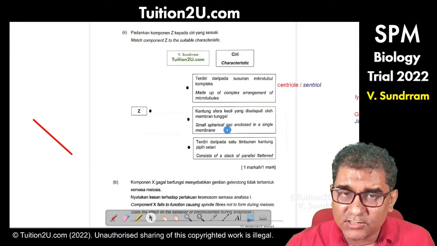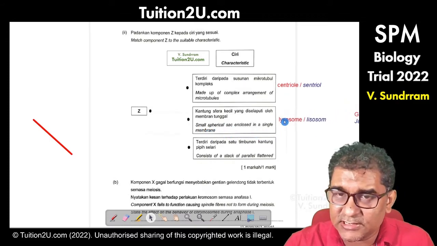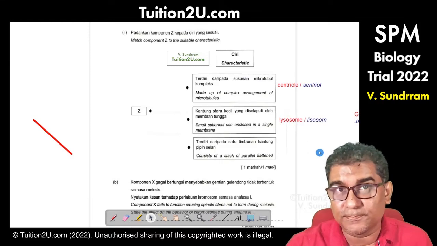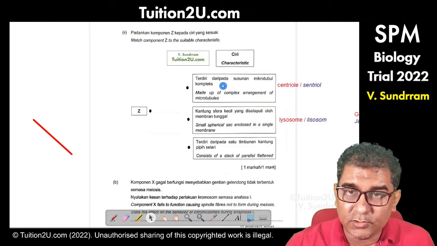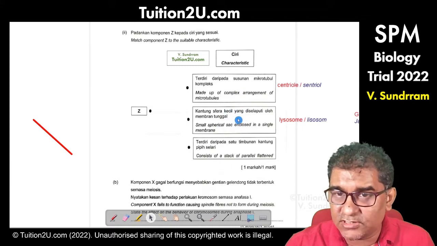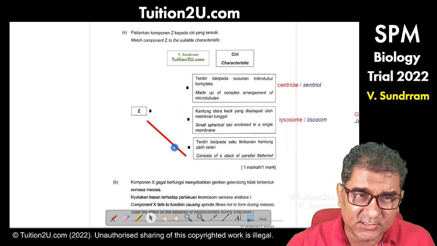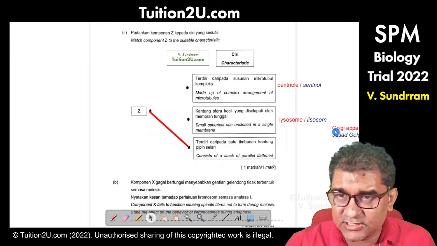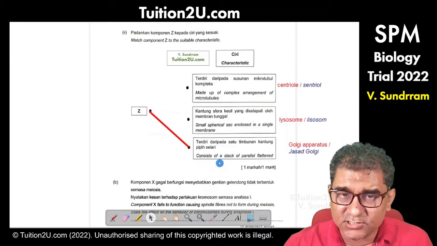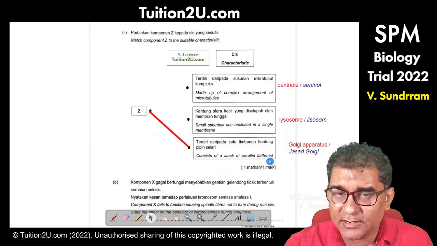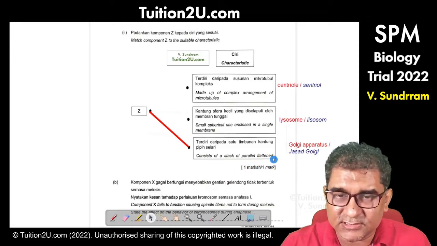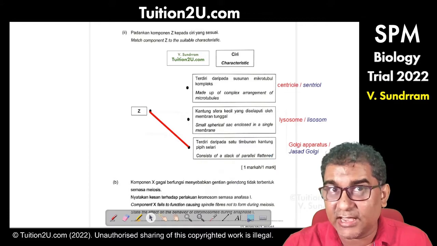And small spherical sac enclosed in a single membrane. So that is actually the explanation for lysosome. So if you know this is for centriole, if you know this is for lysosome, then the remaining one should be for Golgi apparatus. So this is the right answer, which is consists of a stack of parallel flattened sac. The word missing is sac, SAC, sac.